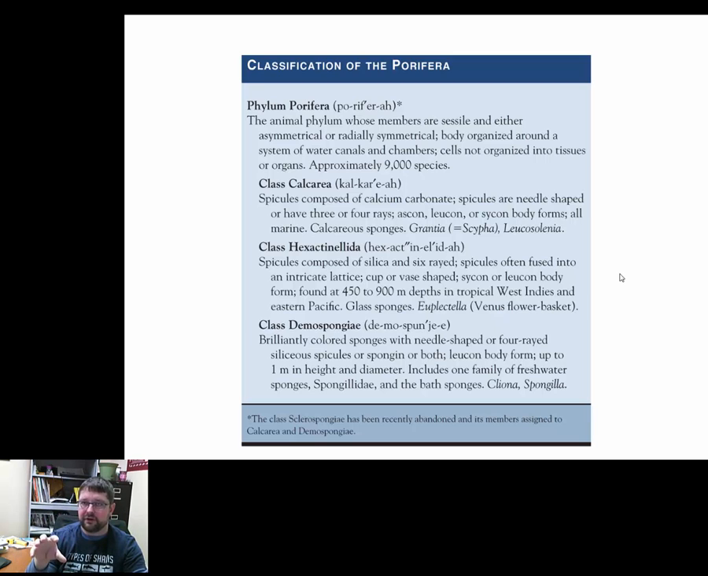Now, Demospongiae can also have silica spicules. It's true. So it's not all about just what you're made out of, but for the most part, if you have silica spicules, then you belong to Hexactinellida.